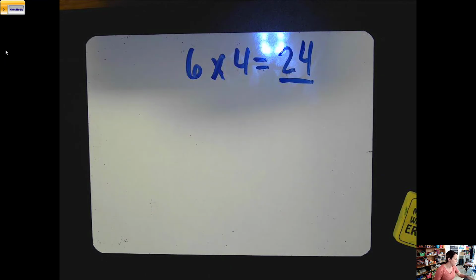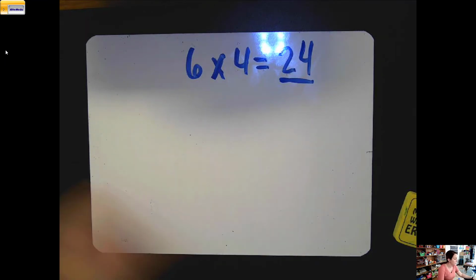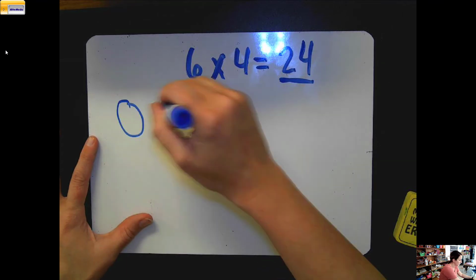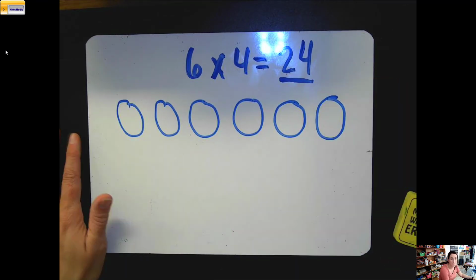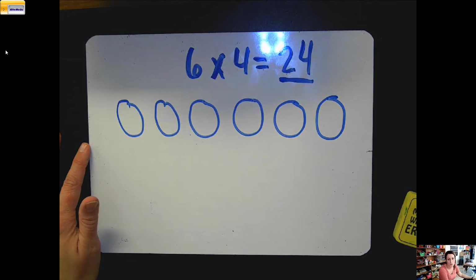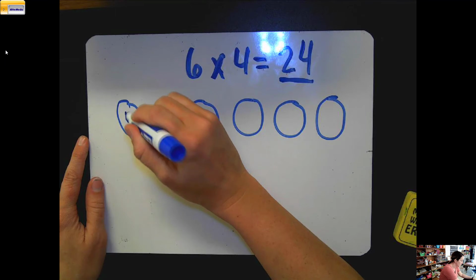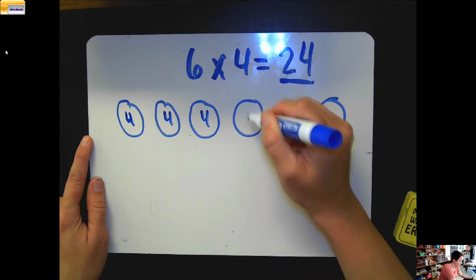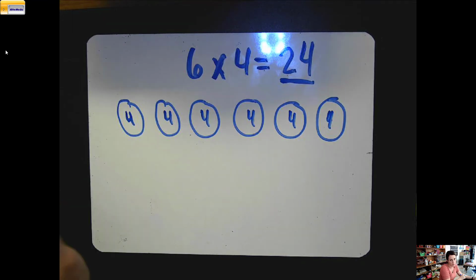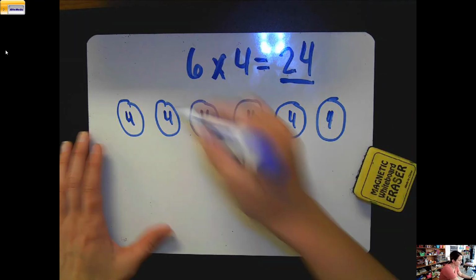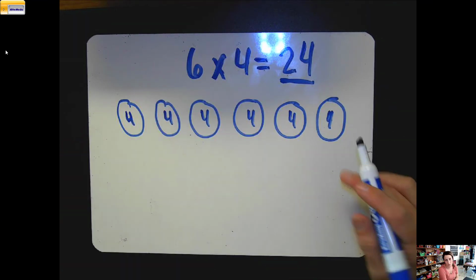So I want you to start by drawing circles. How many circles am I going to draw? 6. So go ahead and do that. How many are going to be in each one? If you need more time, pause the video. 4, very good. So I want you to go ahead and count these up now. I guess you don't need to count them up, I already got them, it's 24. So as long as you knew that there's 6 groups that had 4 in each one.